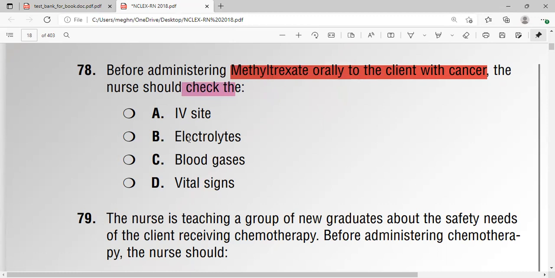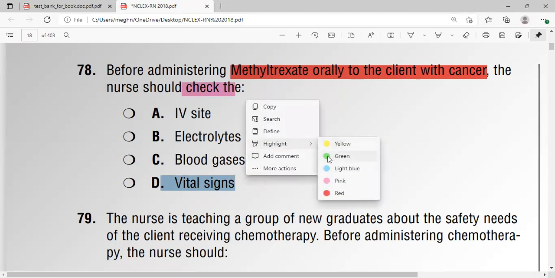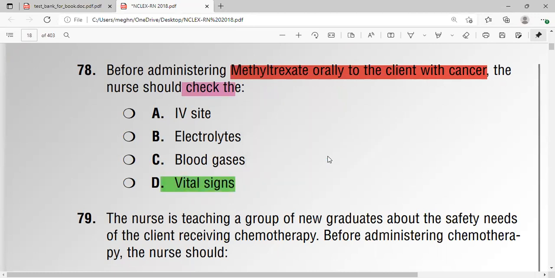IV site, electrolytes, blood gases, and vital signs. The correct answer is to check the vital signs. Why is it the answer? The vital signs should be taken before any chemotherapy, right? This is a cancer medication.